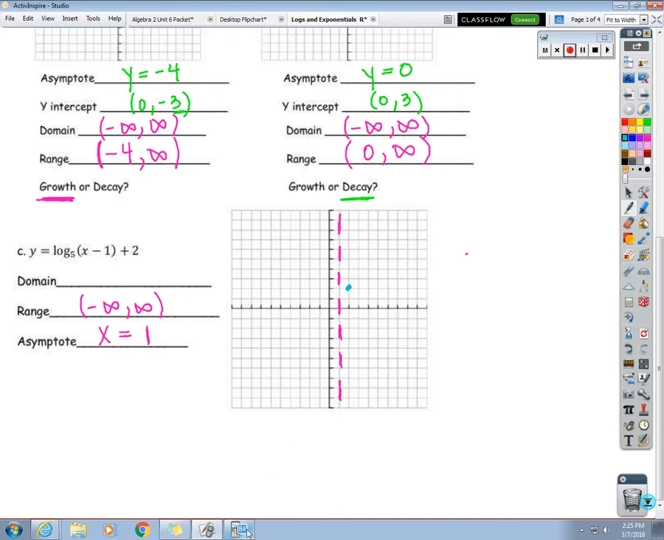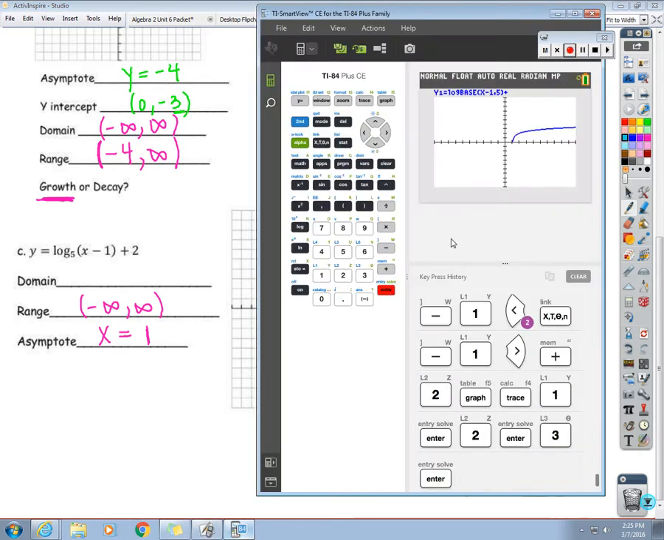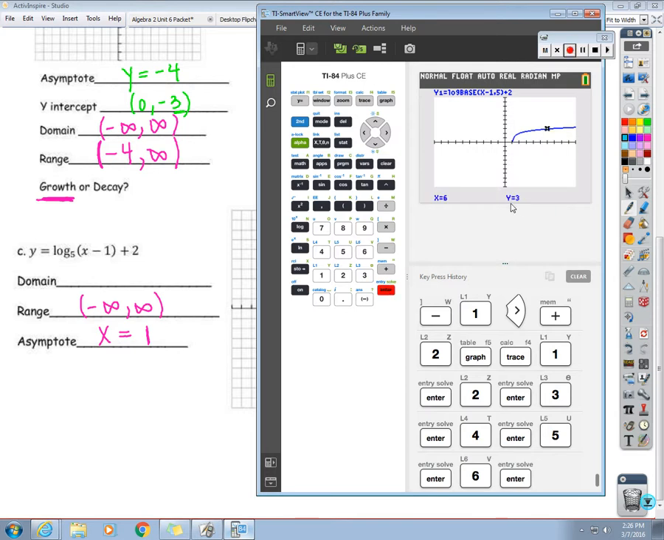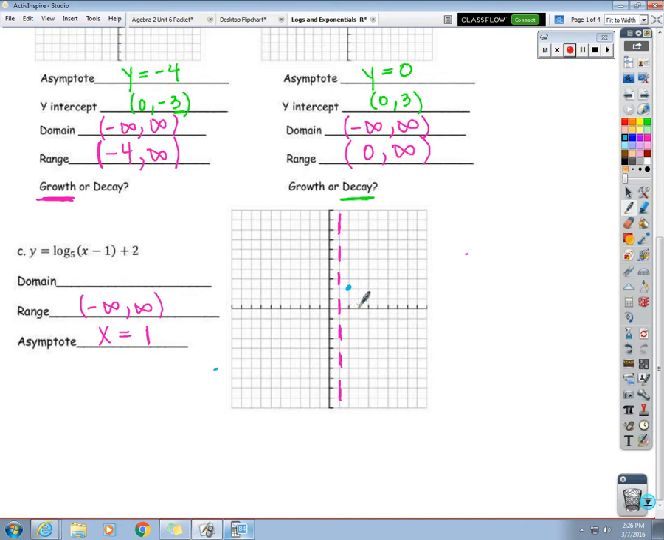Okay, then maybe try 3. I don't really want to try to plot that. So try 4. I don't want to plot that either. 5. No, 6 is where you'll get your next nice point. 6, 3. So right 6, up 3. Okay, now I can draw in my logarithmic function.